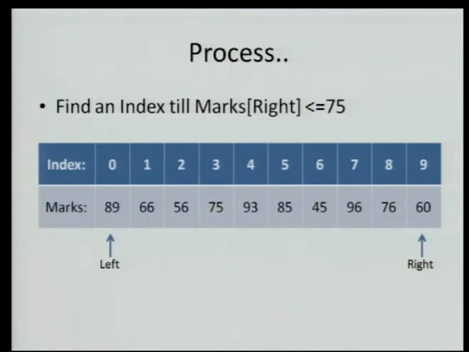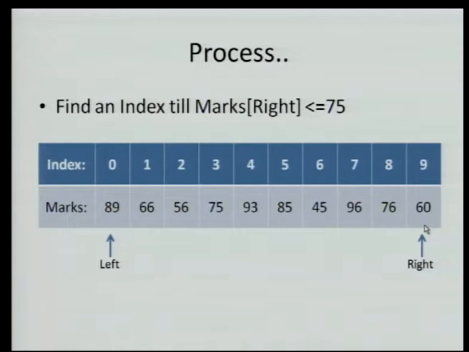Now, what is the next thing to do? The next good thing to do is find an index till marks[right] is less than or equal to 75. First, we have found a value which is more than 75, pointed to by left. On the right-hand side, we find a value which is less than or equal to 75, and luckily we found that particular value at location 9.